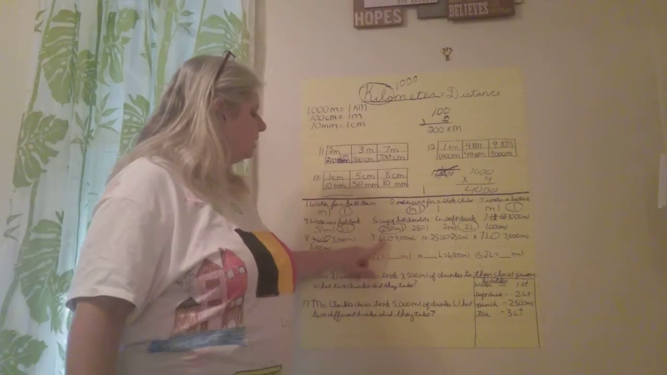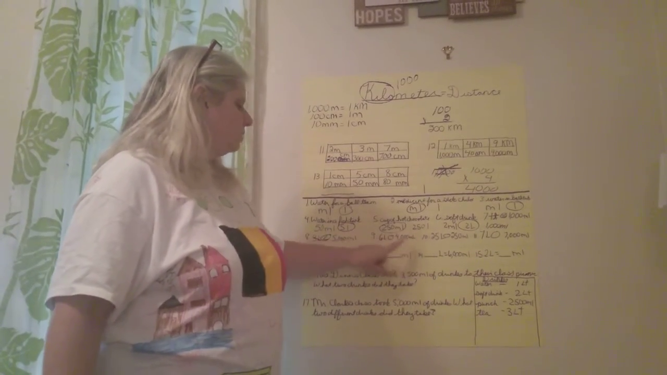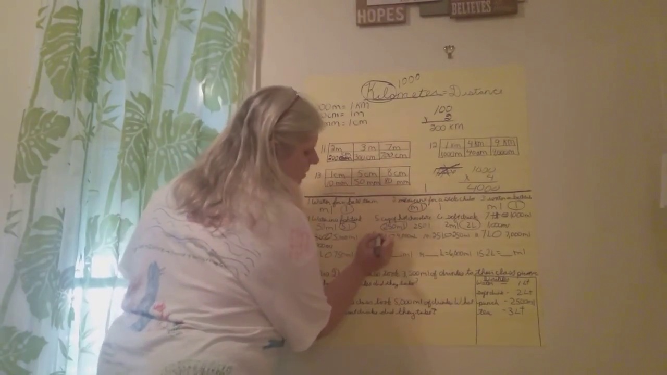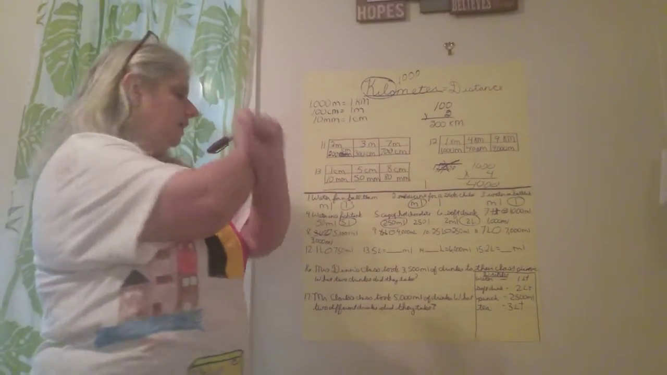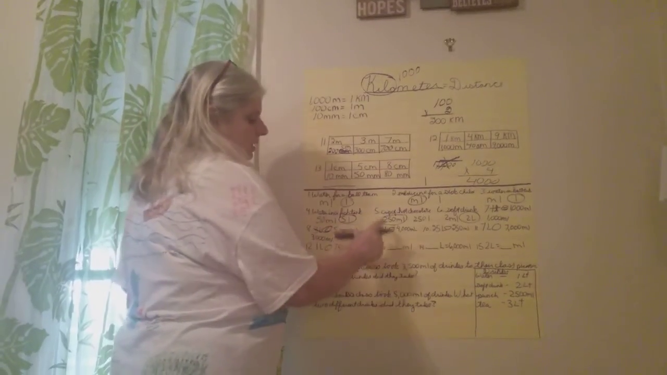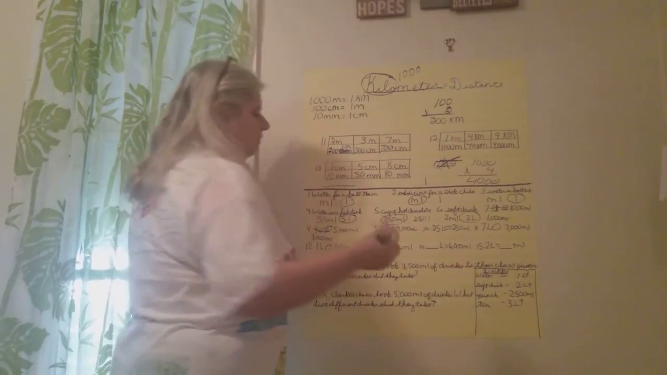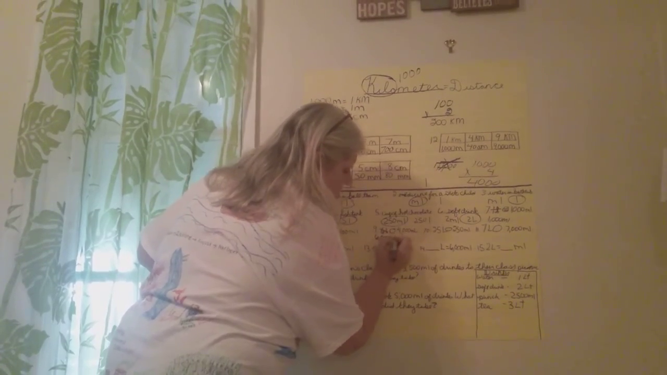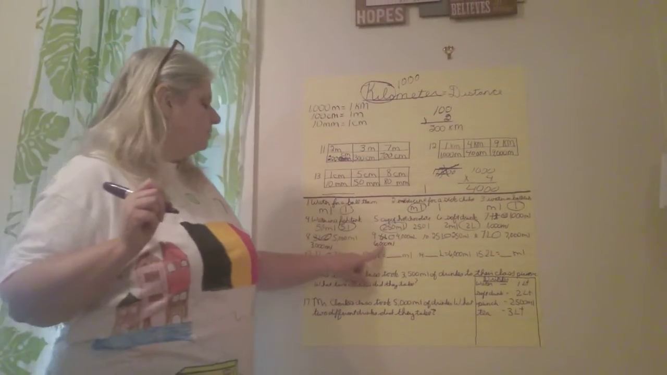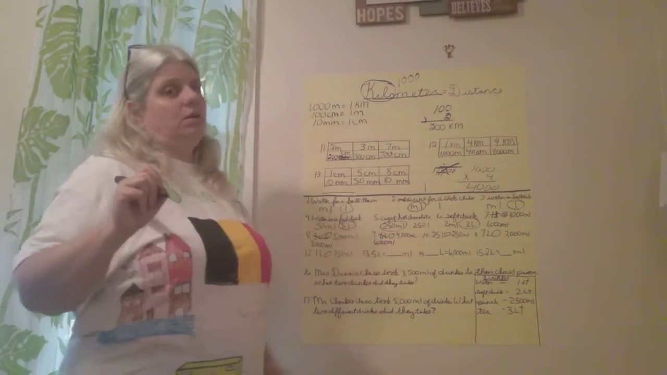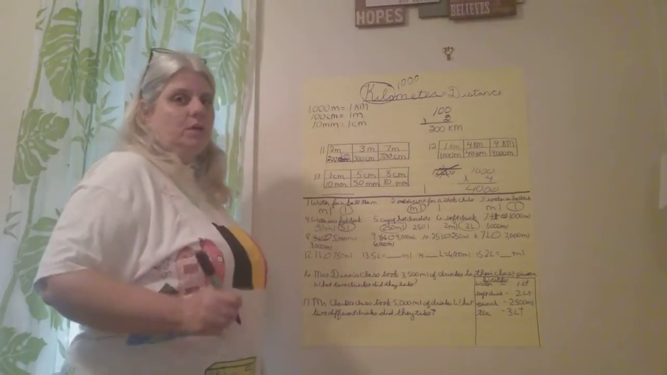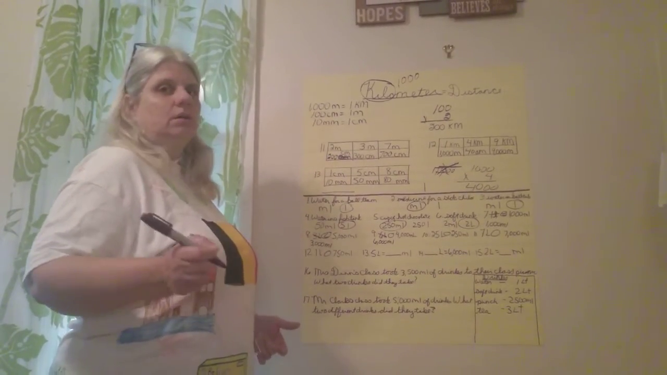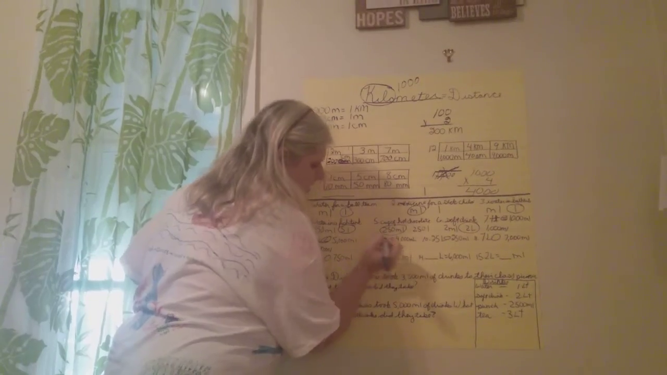Now number 9. Again, we have 2 different measurements. We have to change those liters to milliliters. So we take our 6 and we multiply it times 1,000. So 6 times 1,000 is, very good, 6,000 milliliters. Okay? So now we have 6,000 milliliters and 4,000 milliliters. Which sign do we put in here? Greater than, less than, or equal to? Very good. Greater than. Nicely done.